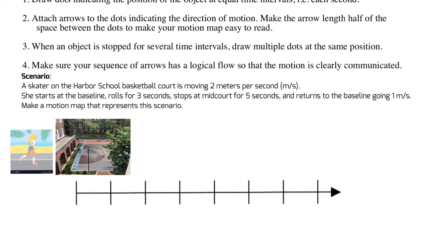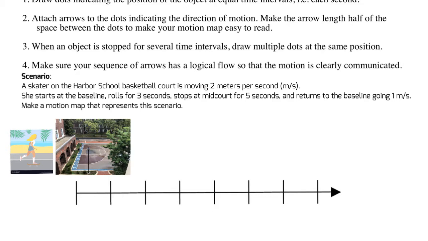Here's the scenario. A skater on the Harbor School basketball court is moving 2 meters per second. She starts at the baseline, rolls for 3 seconds, stops at mid-court for 5 seconds, and returns to the baseline going 1 meter per second. Make a motion map that represents this scenario. So as with most problems, I would read this a couple of times so you start creating a picture in your mind of what this situation is.